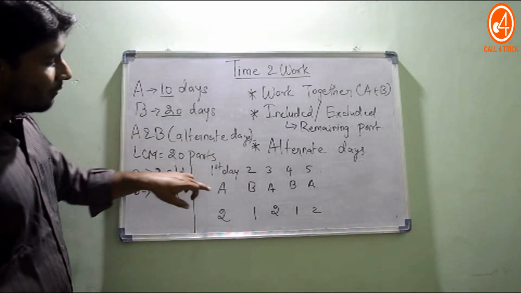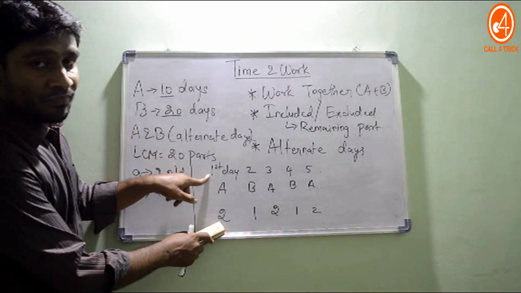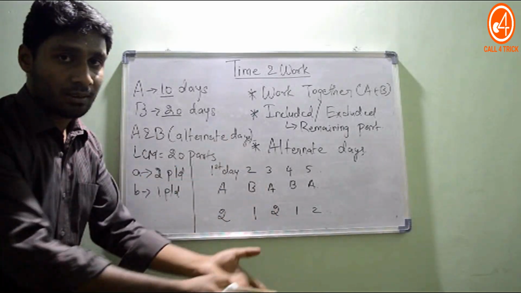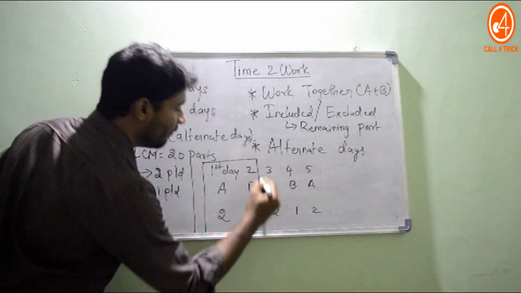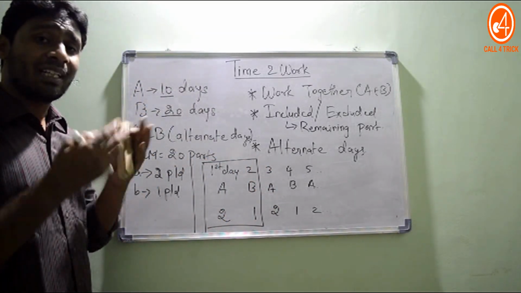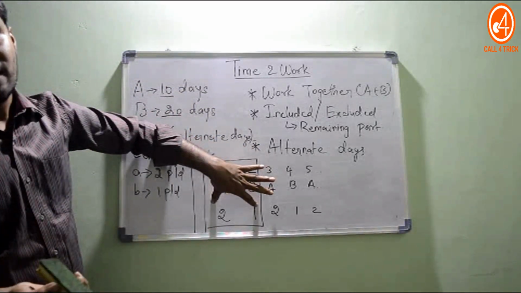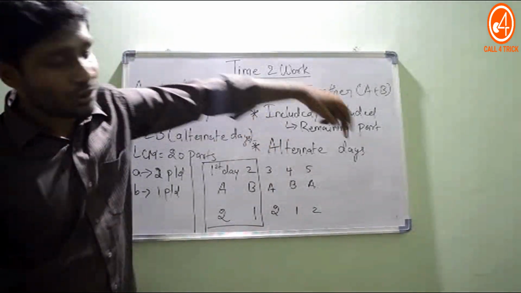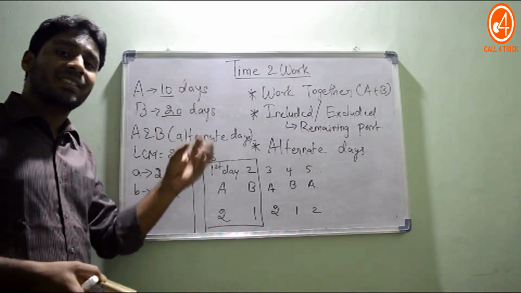Got it? The work done by person A is 2 parts per day. 2 parts will be completed in one day. Again 1 part is completed on the second day. Again 2 parts on the third day, it goes on as it is. So we can simply take a span of 2 days. That's the thing to be done for alternate days. In a span of 2 days, how much work will get completed? In a span of 2 days, the work done is 3 parts. Again for the next 2 days, 3 and 4, again 3. Again for the next 2 days, it goes on as 3.